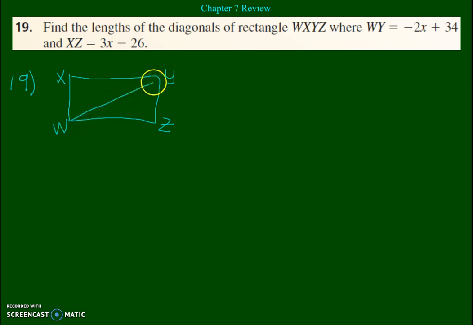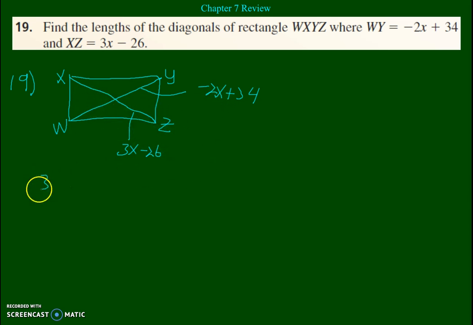So WY here is negative 2x plus 34, and XZ, the other diagonal, this guy is 3x minus 26. So that's one of the reasons why I wanted to draw the pictures, because now I saw that they're diagonals and not sides. So because they're the diagonals, I know that they must be congruent in a rectangle.